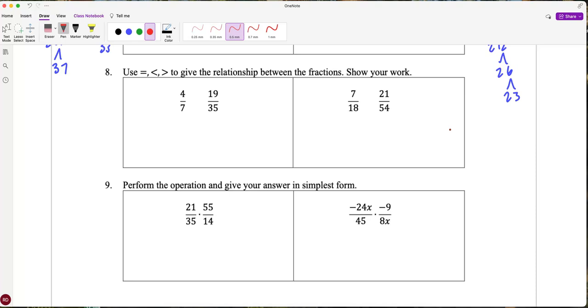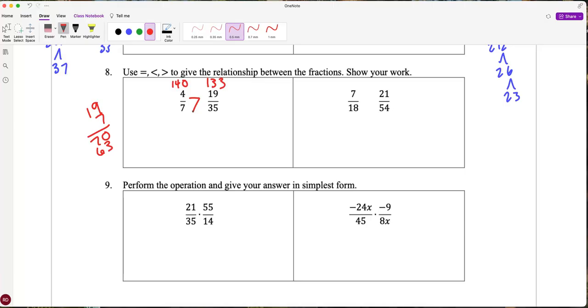The relationship between these fractions. So 4 times 35 is 140. And then 7 times 19 is 133. So that means 4/7 is bigger.